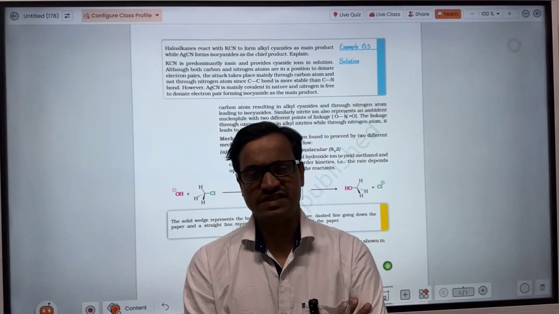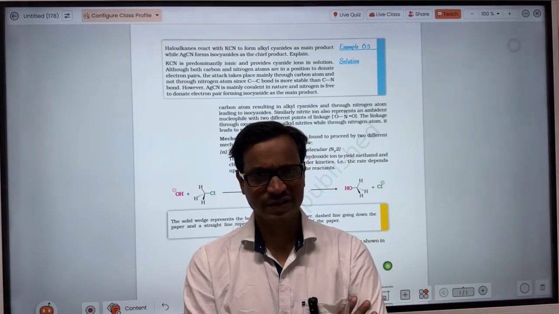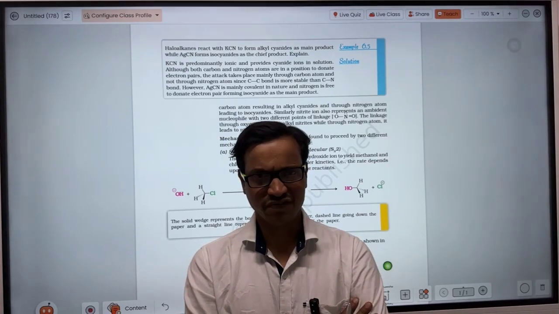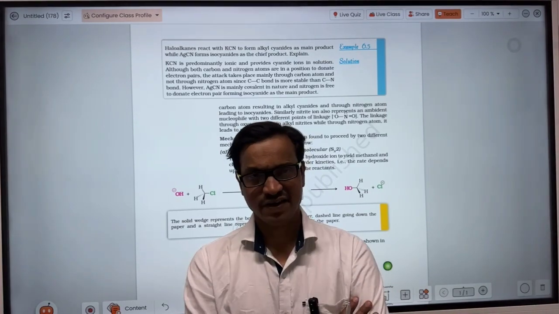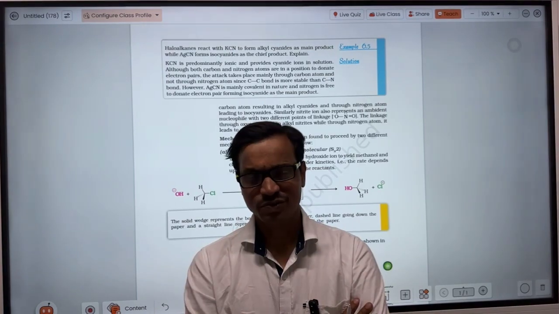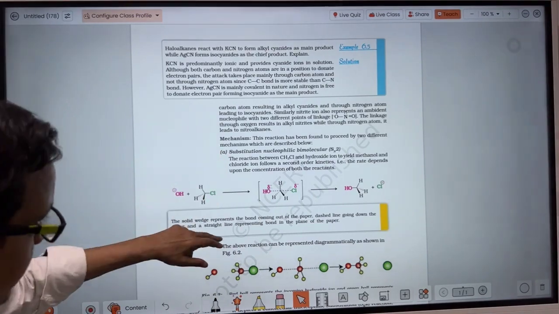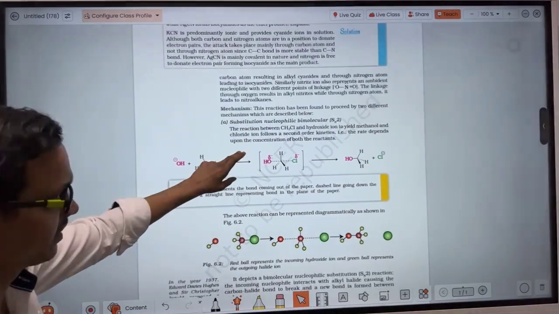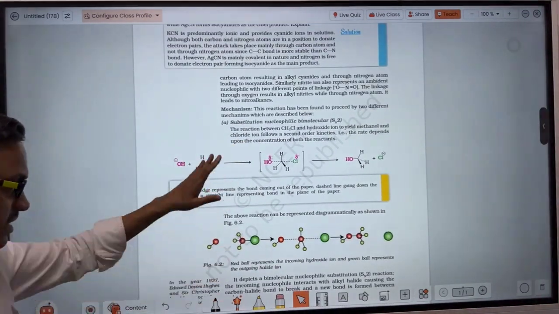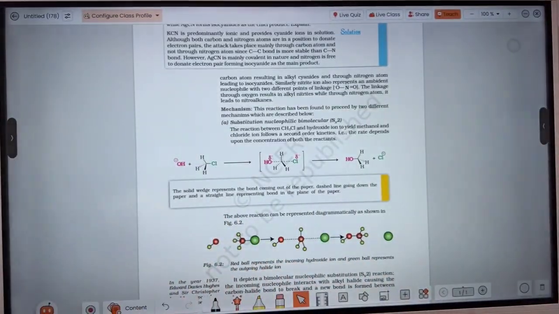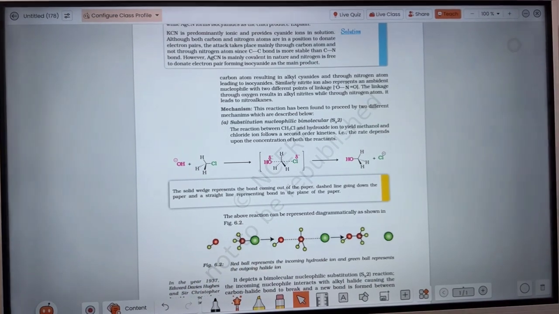And the reaction in which the rate of reaction depends on the concentration of haloalkane as well as on the concentration of nucleophile, then it is said that the reaction takes place through the SN2 mechanism. Okay. So now let's see SN2. What happens in the SN2 mechanism? In this case, you already know that the shape will be tetrahedral.